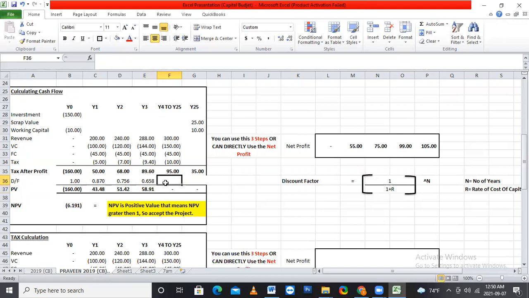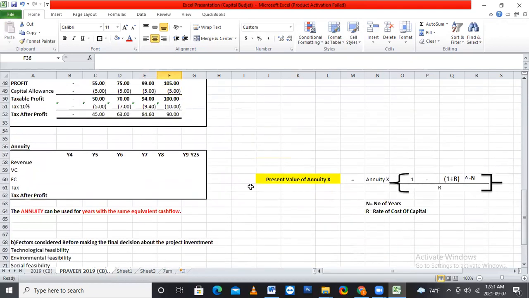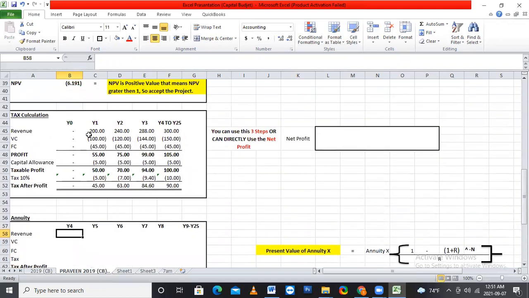Here we use the annuity factor because all cash flows are the same for all years. I'll explain briefly. Year number 4 to year number 25. If I used a schedule for year number 4 to year number 25, we would write 8, 9, 10, 11, 12. It's a waste of time, so I'll use this format only. Here you can see in the discounting factor, we can get the revenue.